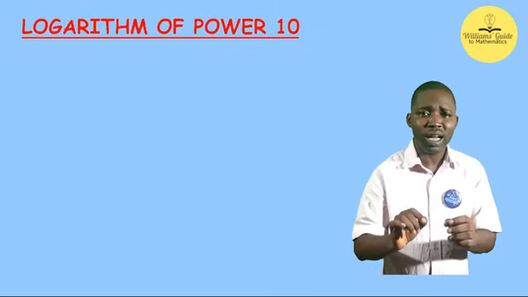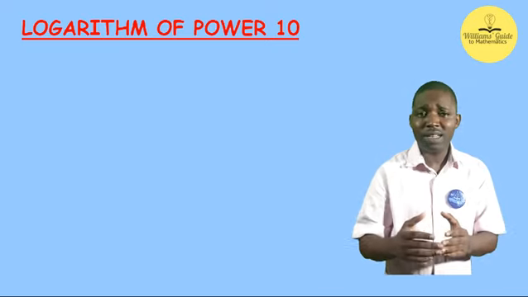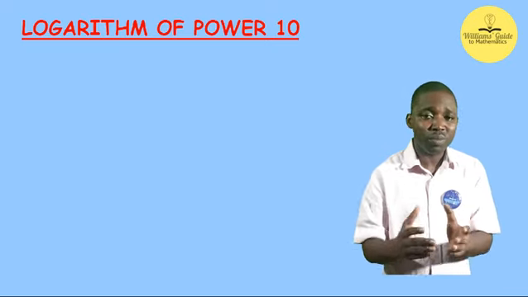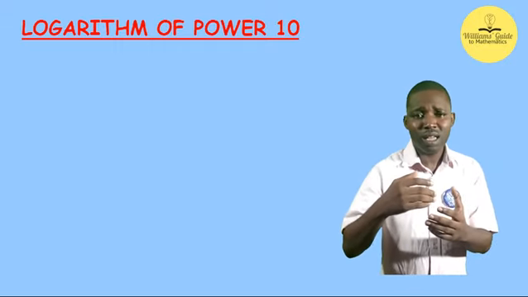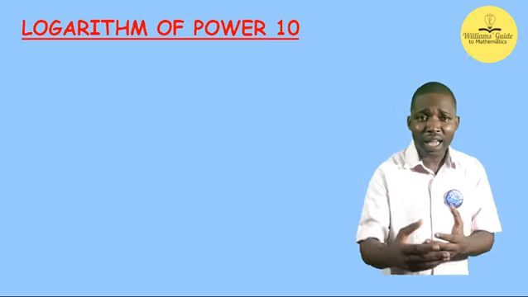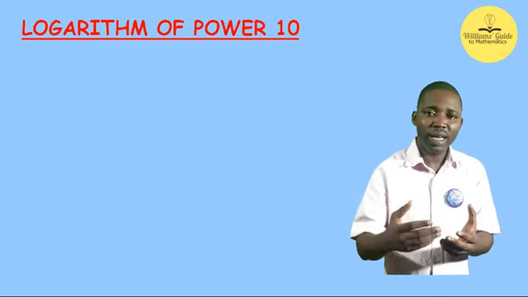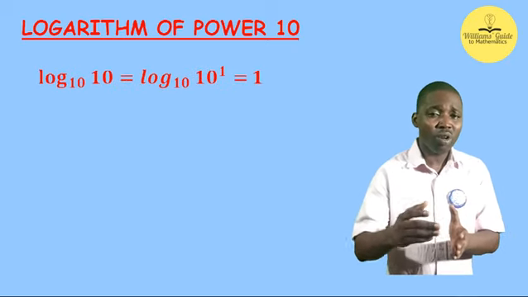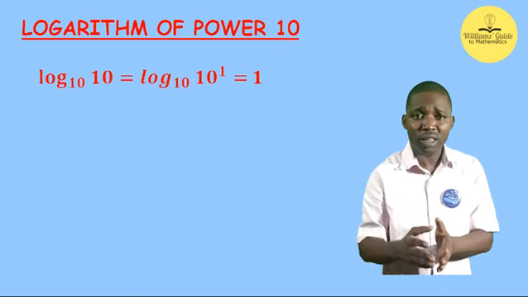Another important part of this lesson that we need to understand is the logarithm of power 10. Remember I said we need to get the prime factors of numbers before we do substitution. But if we have a number with a power of 10, like 10, 100, 1000, we need not get the prime factors. We can just take log 10 to base 10 as log 10 raised to power 1. And if you have log 10 raised to power 1, it means log 10 is 1.